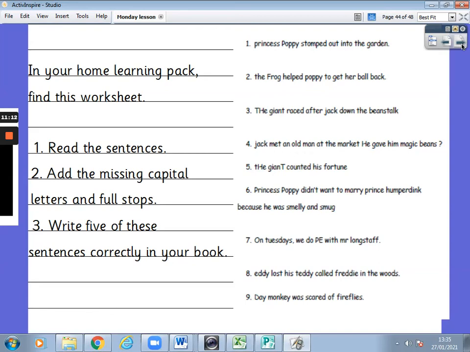Princess Poppy stomped out in the garden. The frog helped Poppy to get her ball back. The giant raced after Jack down the beanstalk. Jack met an old man at the market. He gave him magic beans. The giant counted his fortune. Princess Poppy didn't want to marry Prince Humperdinck because he was smelly and smug. On Tuesdays, we do PE with Mr. Longstaff. Eddie lost his teddy called Freddy in the woods. Day Monkey was scared of fireflies.